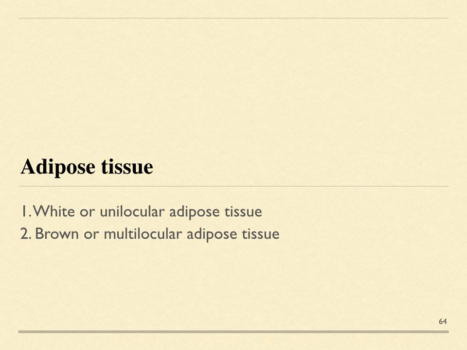You know, adipose tissue is one of the specialized connective tissues. Actually, adipose tissue in the base is basically connective tissue. It has got some change, and then it turns into a special type of connective tissue. We call that adipose tissue. Here we have got two types of adipose tissue: white or unilocular adipose tissue, and the brown or multilocular adipose tissue.